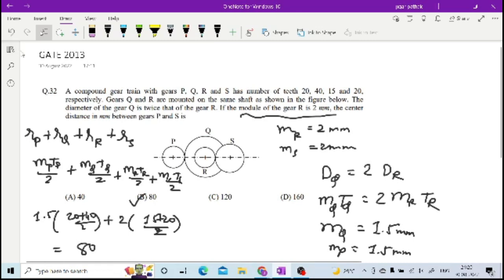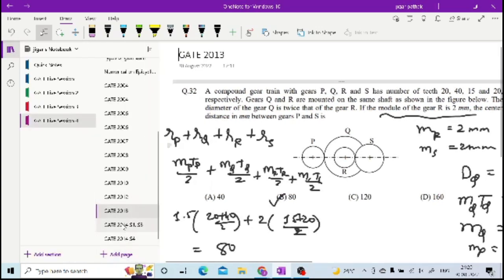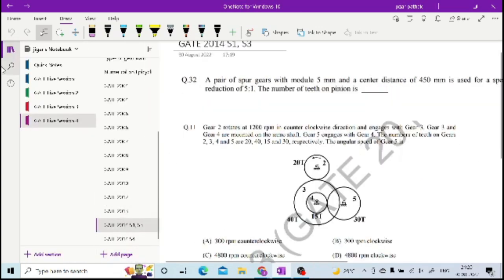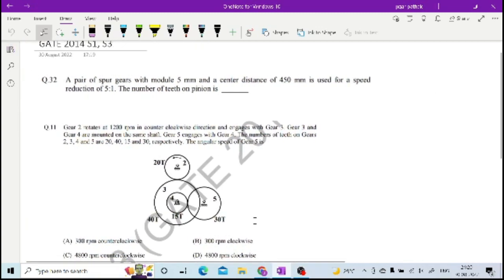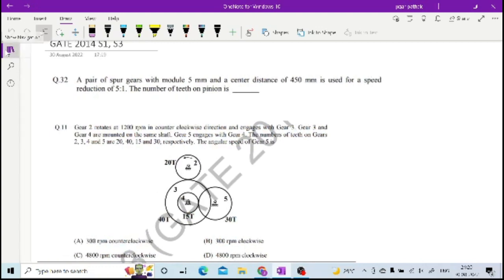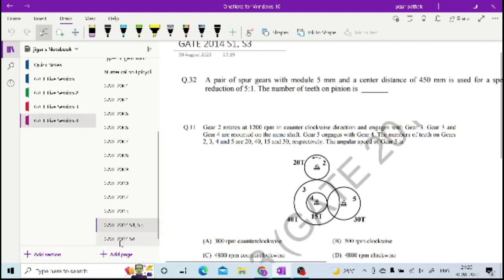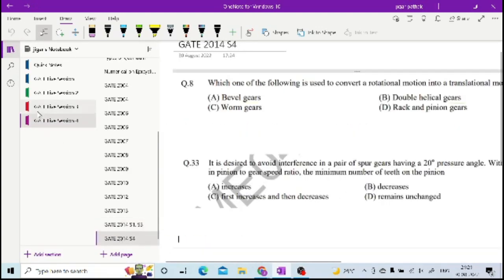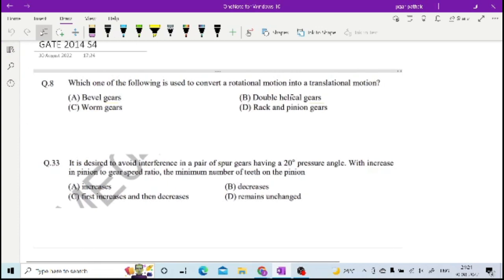Okay. Now, yes, these two both you can try by yourself. These are easy only. Based on the previous question, you can solve this one. Have you taken a screenshot for this one? Yes, sir. Okay. Yes, I will share the PPT. This is the last slide, 2014 session 4.